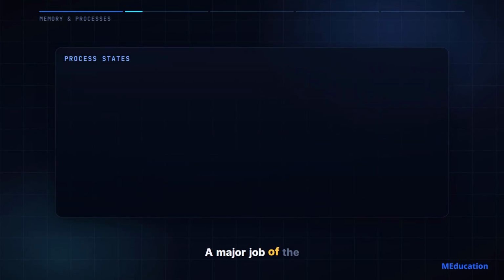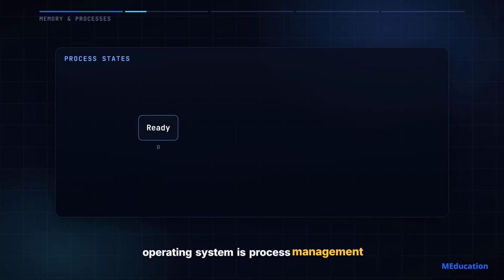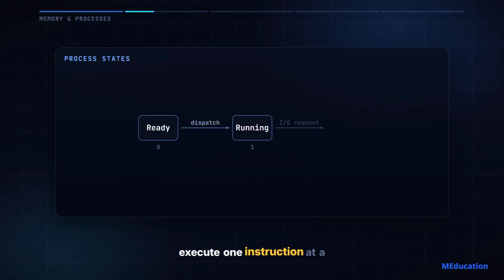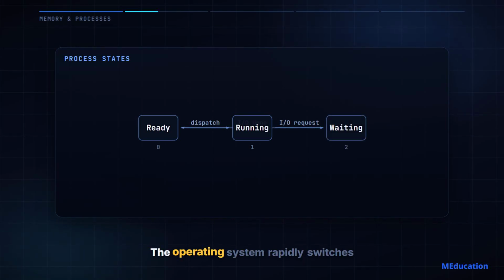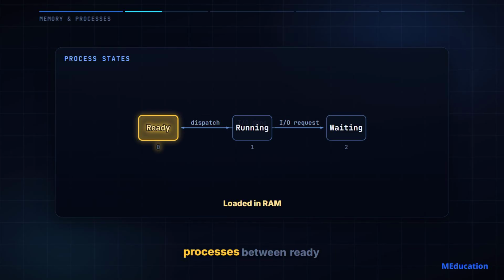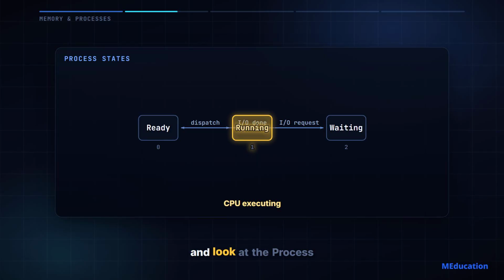A major job of the operating system is process management. A single core processor can only execute one instruction at a time. The operating system rapidly switches processes between ready, running, and waiting states, creating the seamless illusion of multitasking. We will trace this lifecycle and look at the process control block.